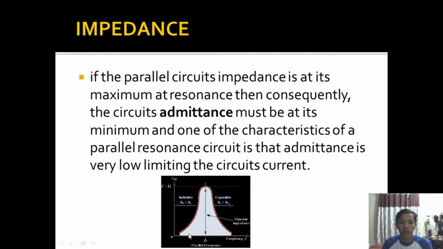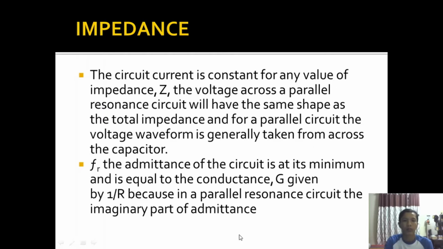This is the waveform of the impedance. The circuit current is constant for any value of impedance. The voltage across a parallel resonance circuit will have the same shape as the total impedance for a parallel circuit. The voltage waveform is generally taken from across the capacitor.